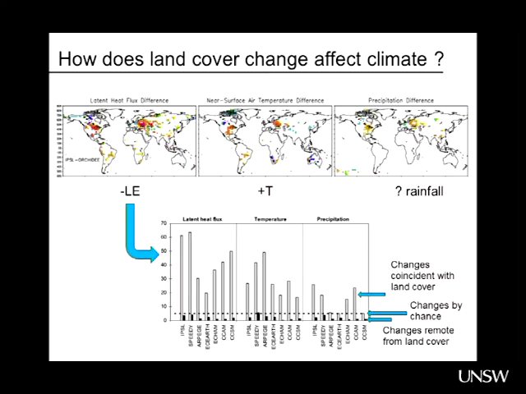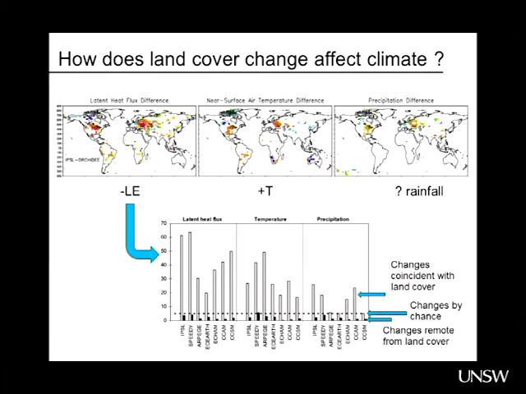All of the climate models agree very strongly that if you change the land cover, you deforest large regions, you get a substantial change in latent heat flux, and you don't get a strong impact on the latent heat flux in geographically remote regions. Same with temperature. Rainfall is much noisier. Some models suggest big, strong impact. Some models suggest little impact at all.